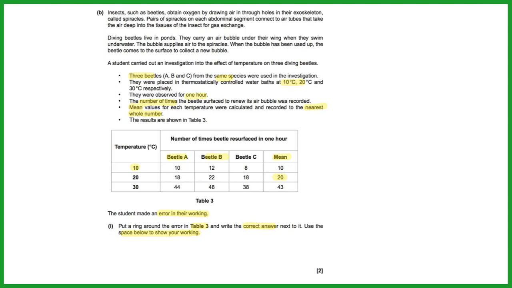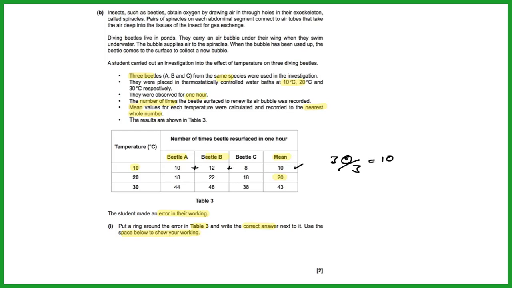And the way you can work it out is that if you work out the mean for 10 degrees, it's 10 plus 12 plus 8, which gives us 30, and we divide by 3 because there are 3 beetles, and that gives us a mean of 10, so we know that that's correct.